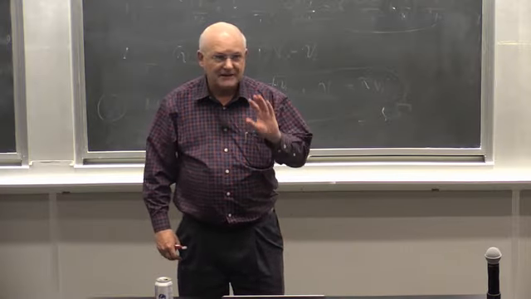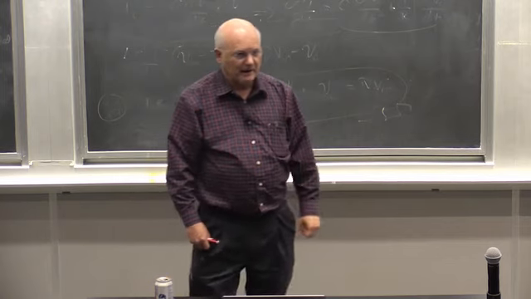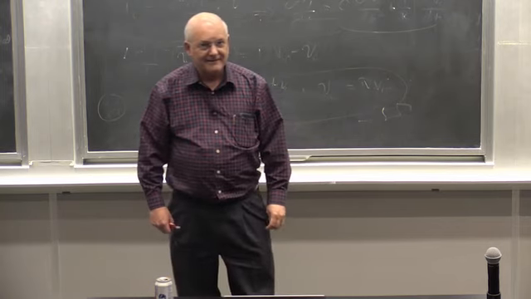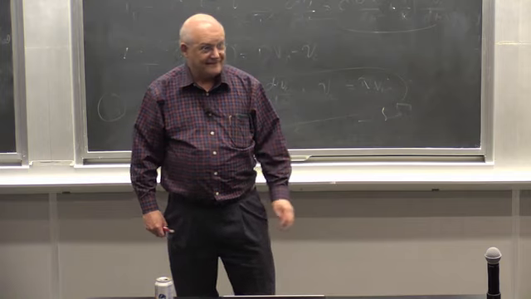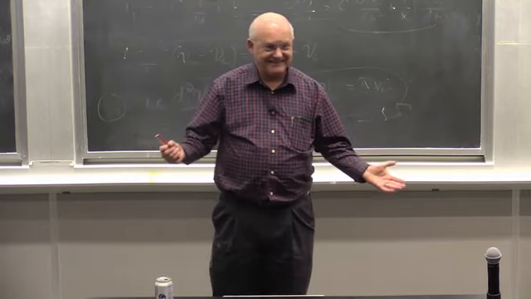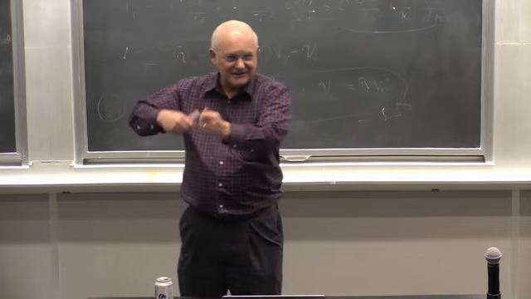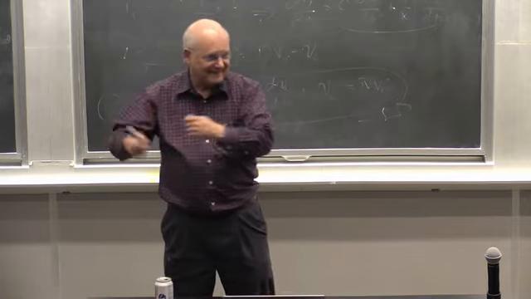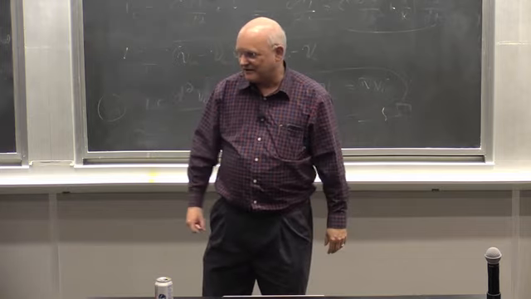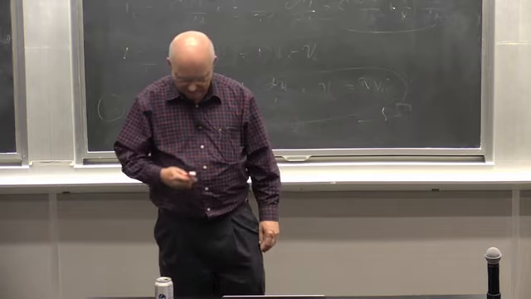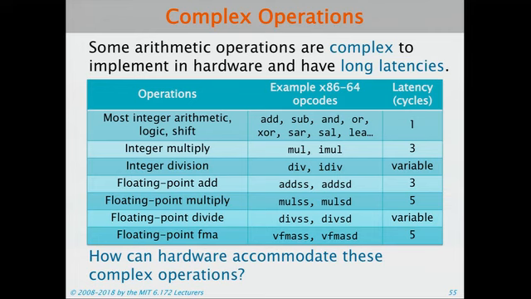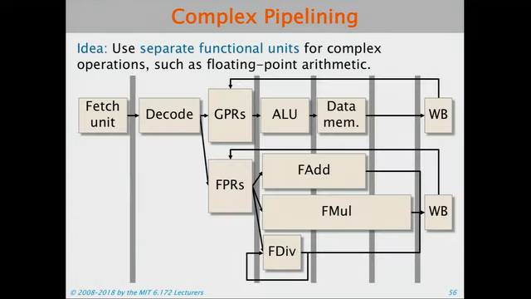Not for memory accessing. This is actually floating point multiply and add. It's called linear algebra. So when you do matrix multiplication, you're doing dot products, you're doing multiplies and adds. That kind of thing, that's where you do a lot of those. So how does the hardware accommodate these complex operations?